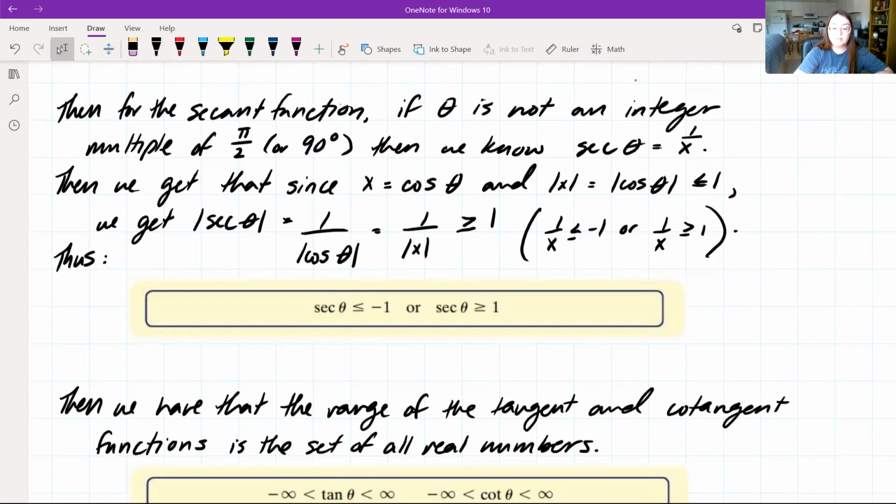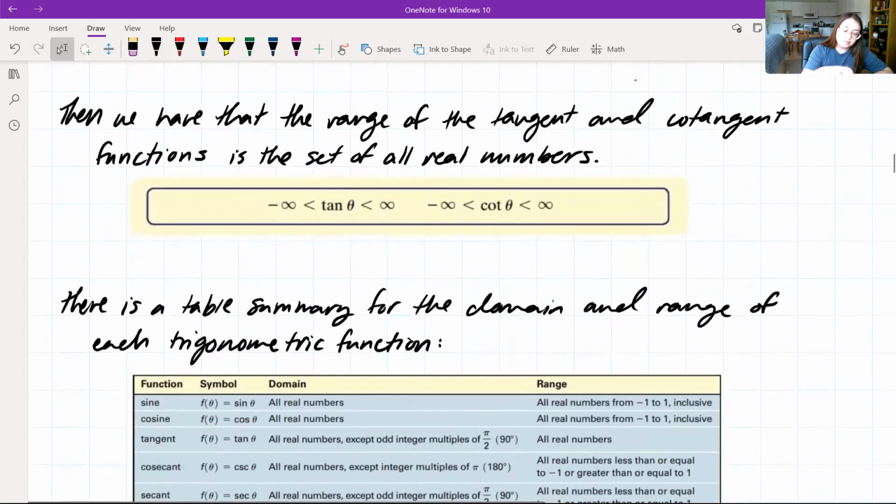So we're seeing that 1 over x is going to be less than or equal to -1, or 1 over x is going to be greater than or equal to 1. Stating this with our trigonometric functions, secant of theta is less than or equal to -1, or secant of theta is greater than or equal to 1. Then we have that the range of the tangent and cotangent functions is the set of all real numbers. So just like before, they exist from -infinity to infinity. We could write this as -infinity is less than tangent of theta, which is less than infinity, and -infinity is less than cotangent of theta, which is less than infinity.